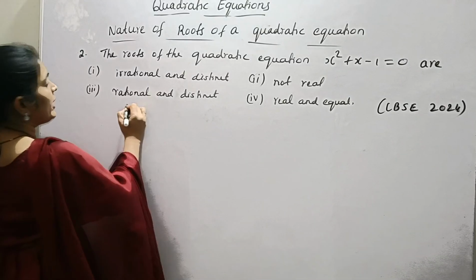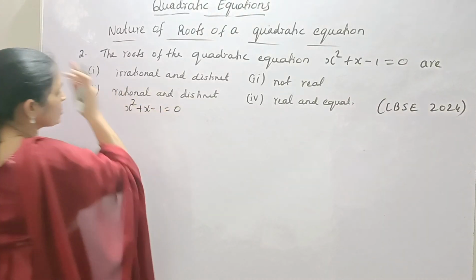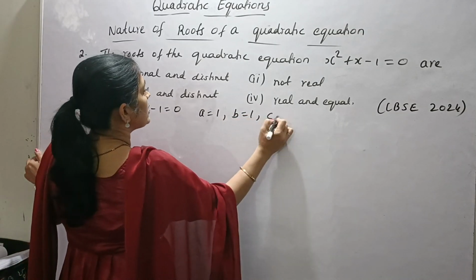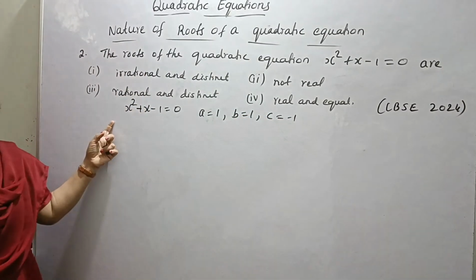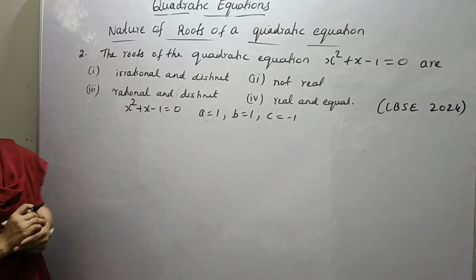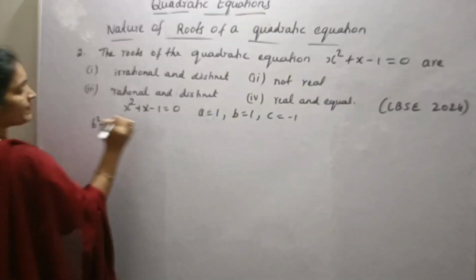First of all, let's write the equation x square plus x minus 1 is equal to 0. Here a is equal to 1, b is equal to 1, c is equal to minus 1. a is the coefficient of x square, b is the coefficient of x, c is the constant term. Now let's find b square minus 4ac.